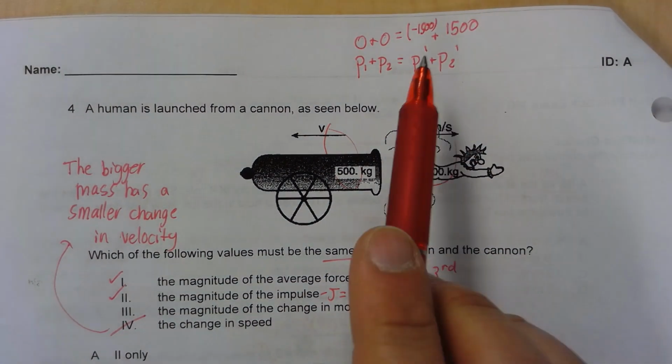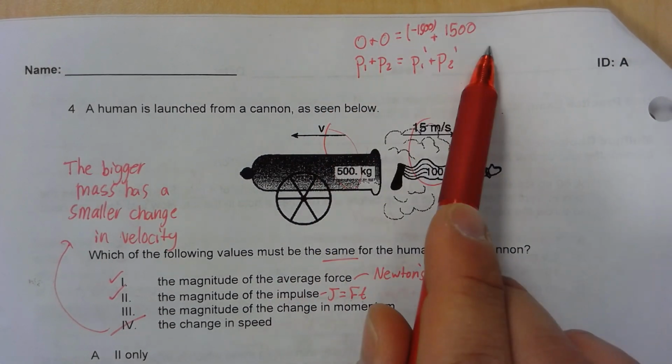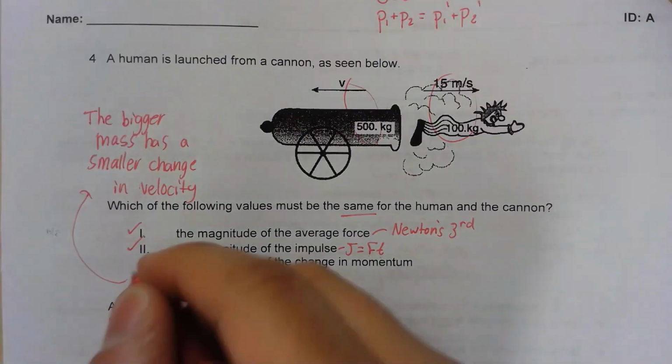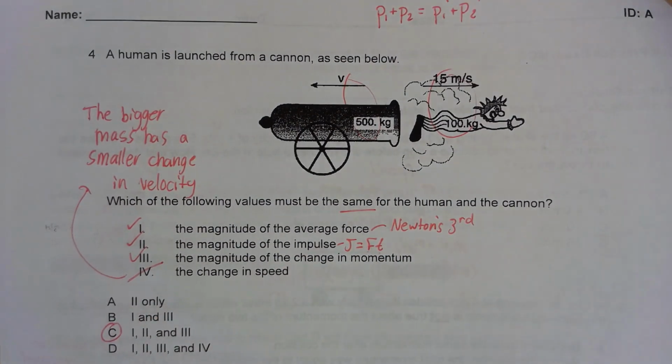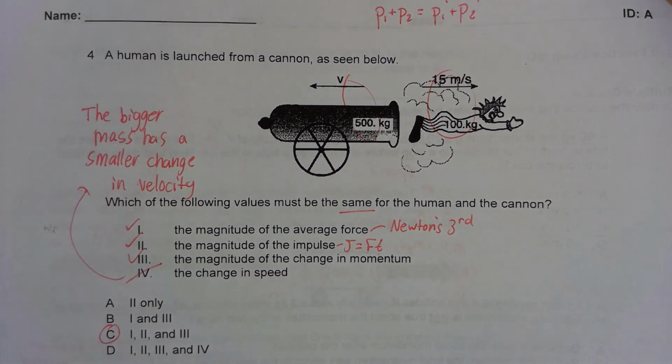So it turns out that the amount of change in their momentum was the same. We went from 0 to 1500 and 0 to negative 1500. So 3 is also correct. C happens to be the correct answer. And that one's a little bit more tricky. Let's keep going. Number 5.